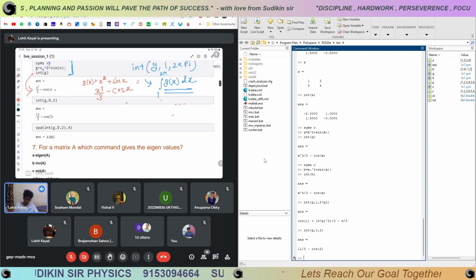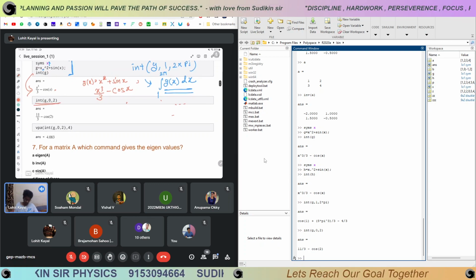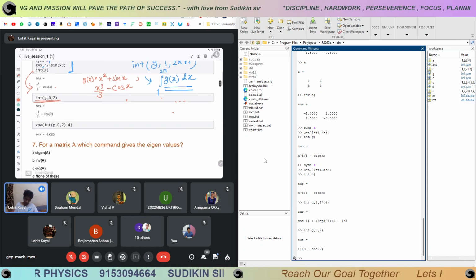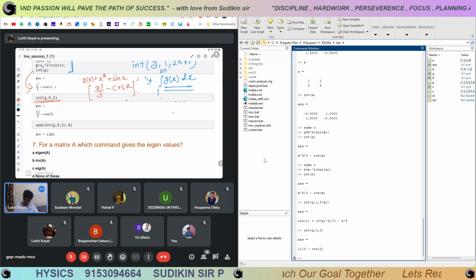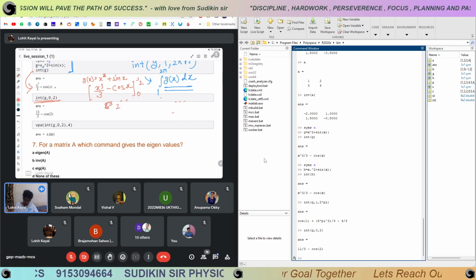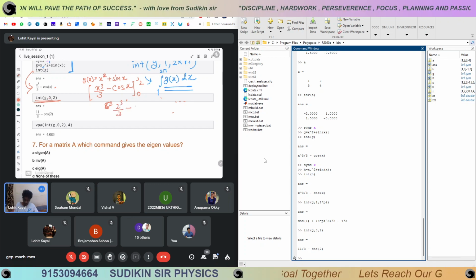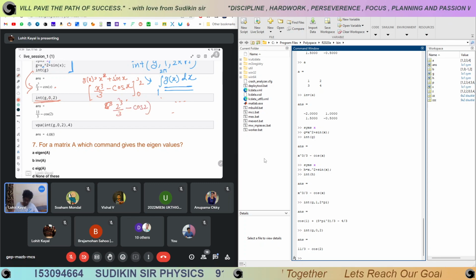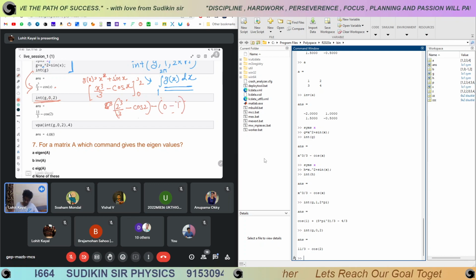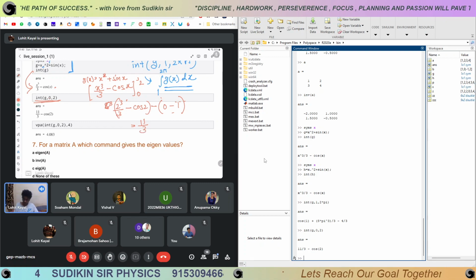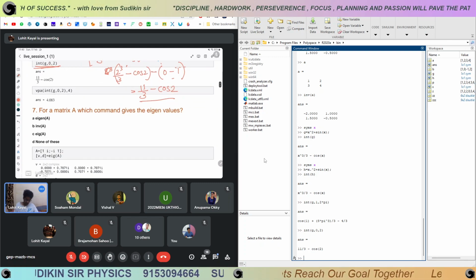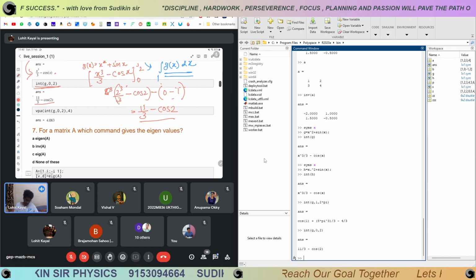Now I am using definite integration. I am using the limit 0 to 2. If I put 0 to 2 over here, it will be 2 cubed by 3 minus cosine of 2 minus 0 minus 1. So finally the result will be 11 by 3 minus cosine of 2. Right? Now you see that MATLAB is giving the same thing.